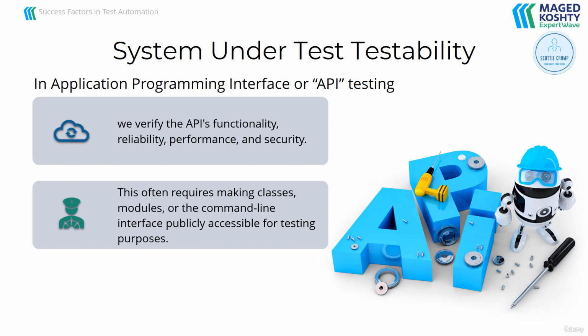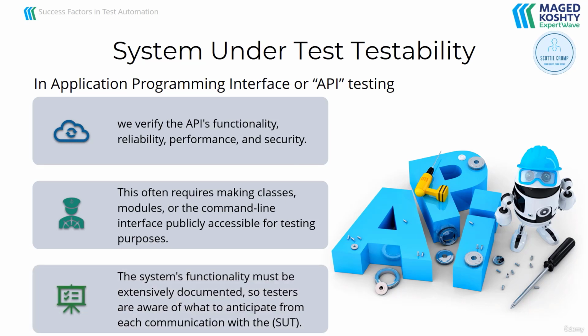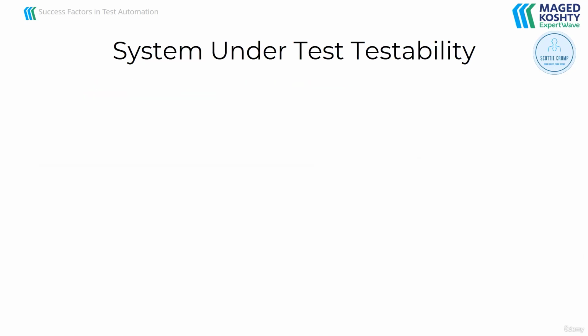For instance, if the SUT is a back-end system for an online store, we might automate a test to send an API request to a public interface for a list of products and check that the expected results are returned. Additionally, the system's functionality must be extensively documented so that the testers are aware of what to anticipate from each communication with the system under test, SUT. It's best to start with the testable parts of the system under test when beginning to automate testing.